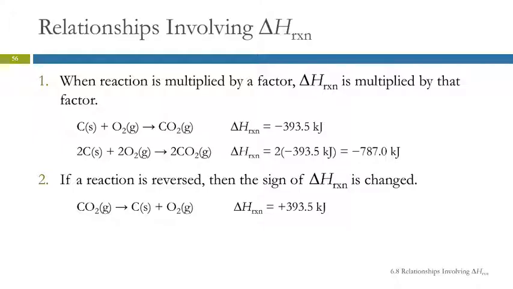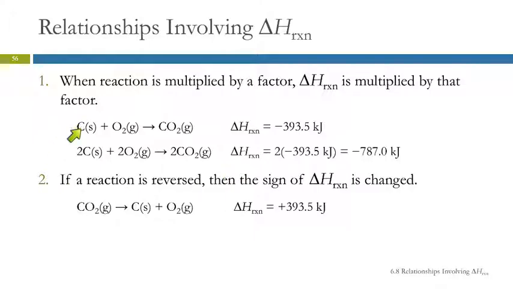Well, relationships involving heat of reaction. So if we have this chemical reaction, carbon plus oxygen to give carbon dioxide, and the heat of reaction is this number. This amount of energy is for 1 mole of carbon. If we double the coefficients and we do 2 moles of carbon, then it seems reasonable, at least to me, that we would get twice as much energy. Does that make sense? You burn twice as much wood, you get twice as much energy. So if we double the coefficients, we double the heat of reaction.